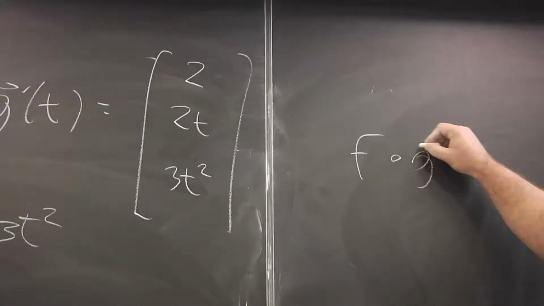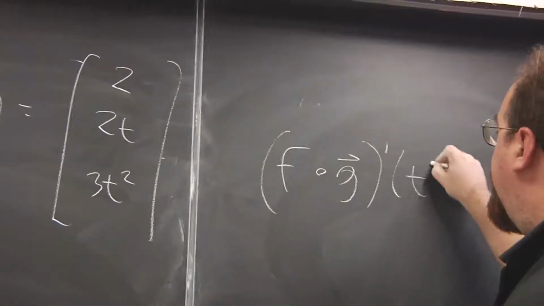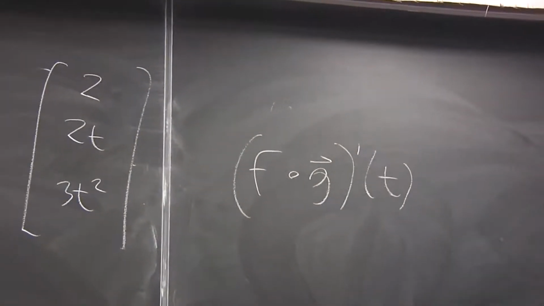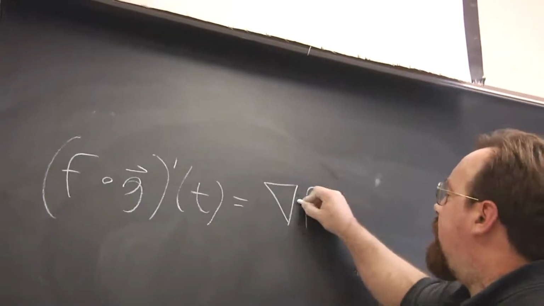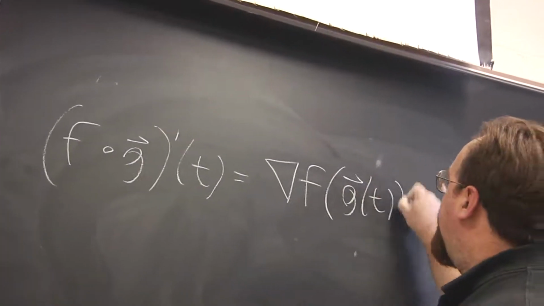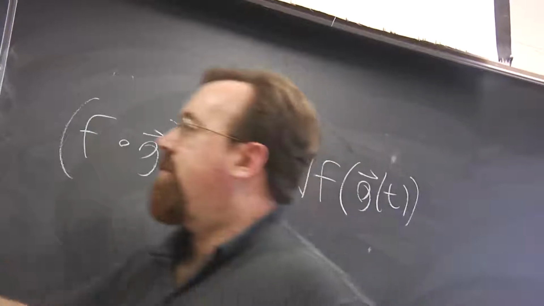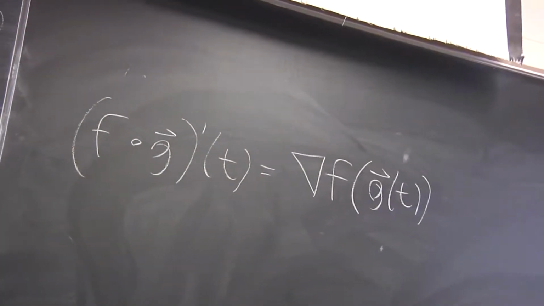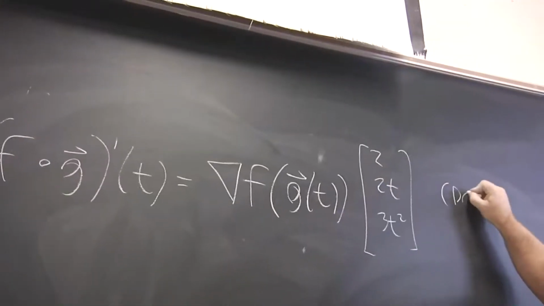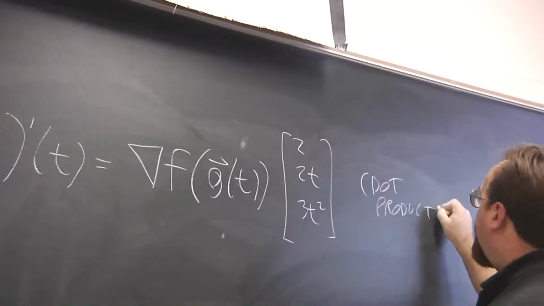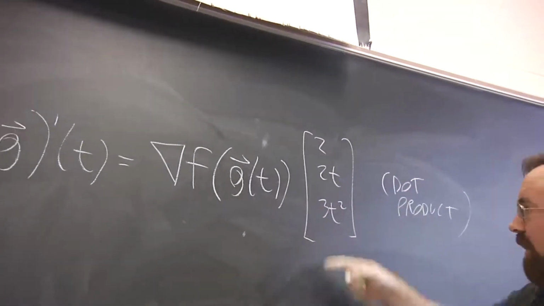So now, take f composed with g, function of a single variable, its derivative with respect to t is going to be the gradient of f at g of t. So we're going to take the component functions of g of t and fill them in for x, y, and z down here, times this vector. You can think of this, if you like, as a dot product. That's exactly what it is, in fact, because we have a row vector times a column vector.